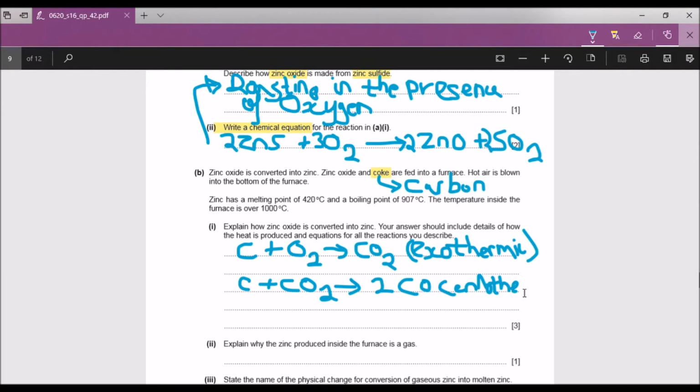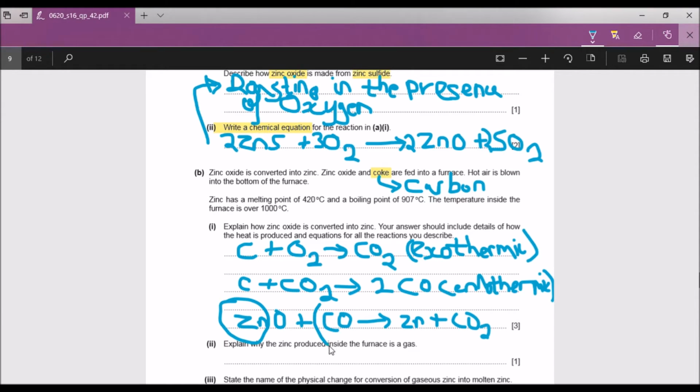And then this carbon monoxide basically displaces the zinc from the zinc oxide to form the zinc metal plus carbon dioxide. This is because zinc is lower in the reactivity series than carbon, so you get displacement. So these are the three equations you need to do.